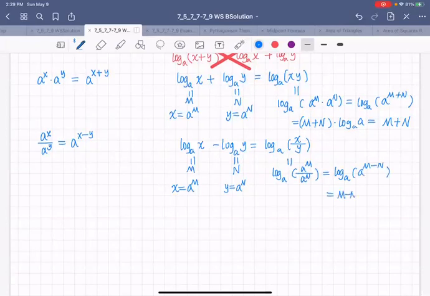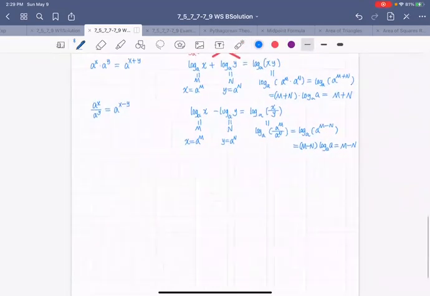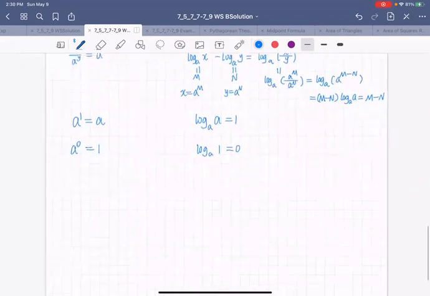You pull out m minus n in front. So again, this is m minus n. Okay, so this is the first property, the second property. Next one: a to the power 1 equals a, so log a to the base a equals 1. A to the power 0 is 1, so log 1 to the base a equals 0.